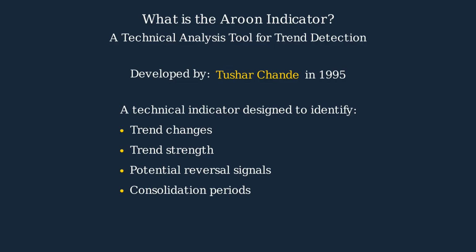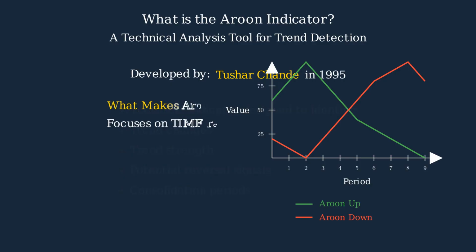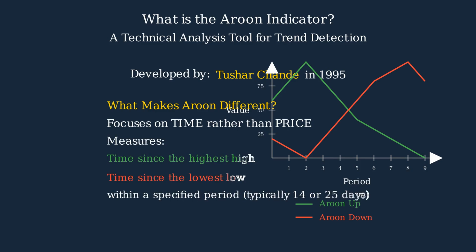price direction. The Aroon indicator consists of two lines, Aroon Up and Aroon Down, both plotted on a scale from 0 to 100. Unlike many oscillators that focus on price movements, the Aroon indicator uniquely focuses on time rather than price. Specifically, Aroon measures the time since the highest high for the Aroon Up line and the time since the lowest low for the Aroon Down line within a specified period, typically 14 or 25 days.